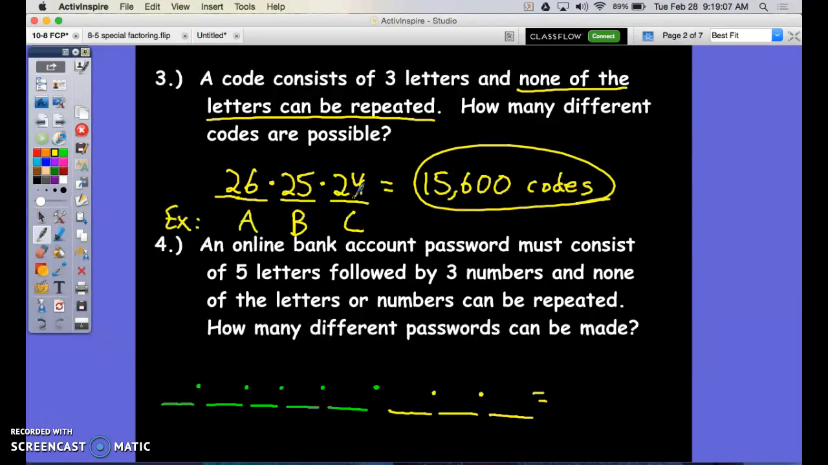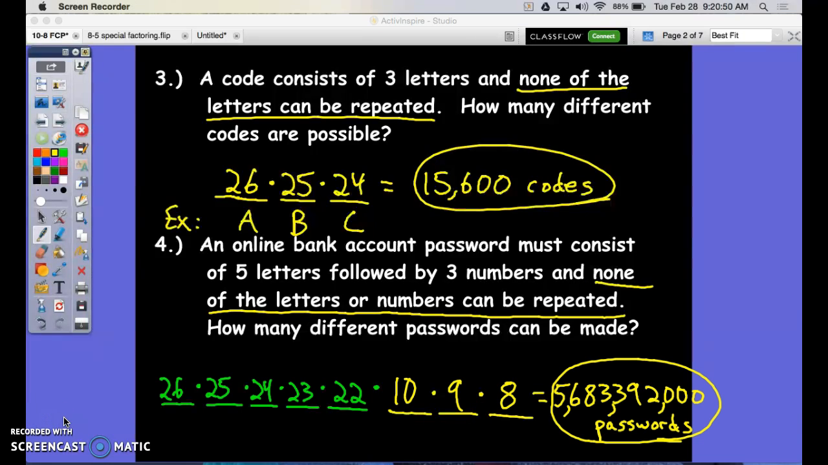An online bank account password must consist of 5 letters followed by 3 numbers, and none of the letters or numbers can be repeated. How many different passwords can be made? So go ahead right now, fill in these 8 slots that I have here with your 5 letters, 3 numbers, and then go ahead and multiply and see what you get.